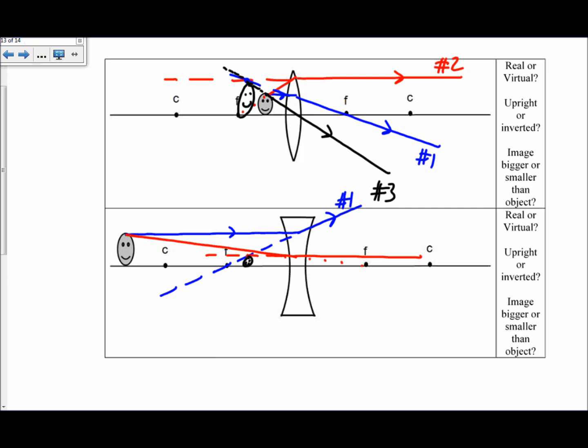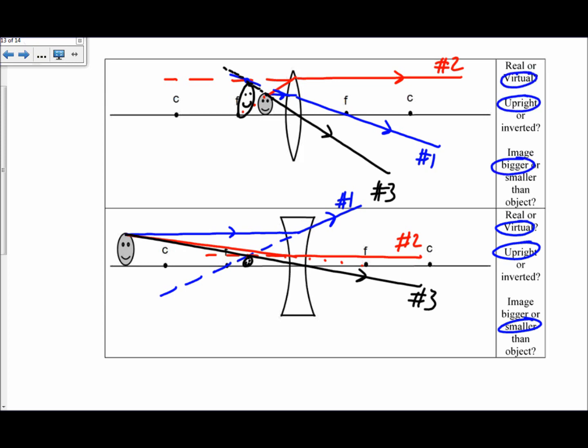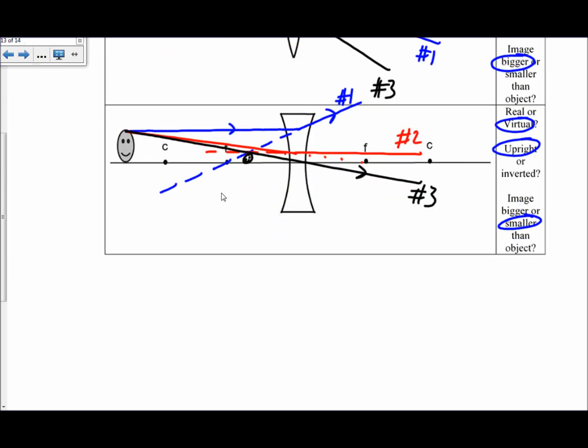Then I can do one more ray just through the center of the lens. It's going to look like this. This is number three. This is number two right here. Let's see, this is a virtual image. It's upright and it's smaller. I don't know if I did this up here. That was a virtual, upright, bigger image. That's the end.